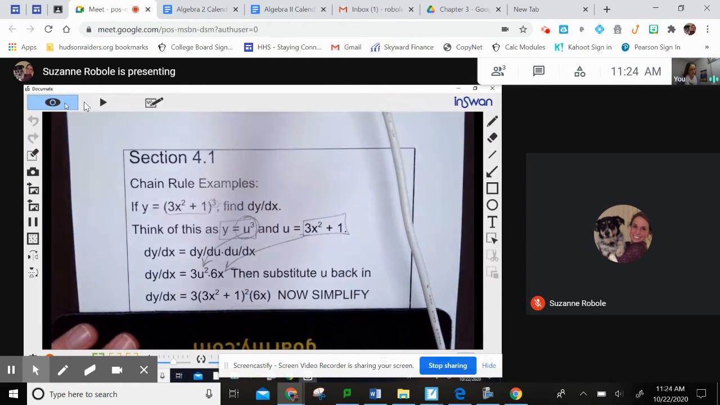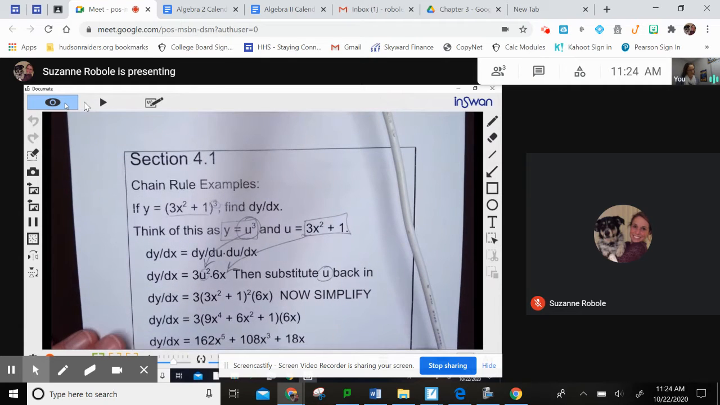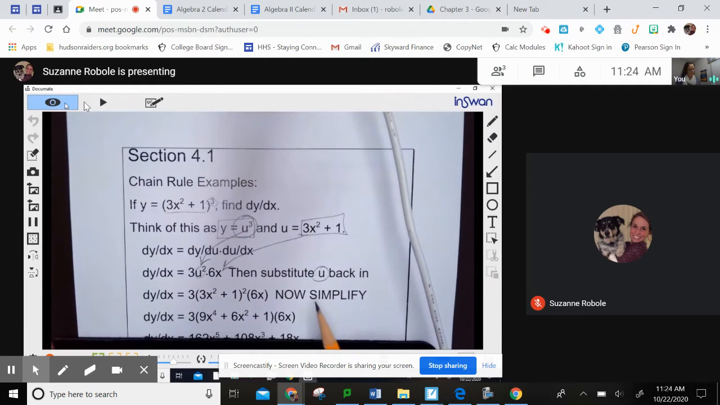Then you want to substitute u back in. So I still have a u here. Everything needs to be in terms of x, so I need to substitute that back in and then simplify everything down. And I probably would stop right here. Actually, I would probably stop.